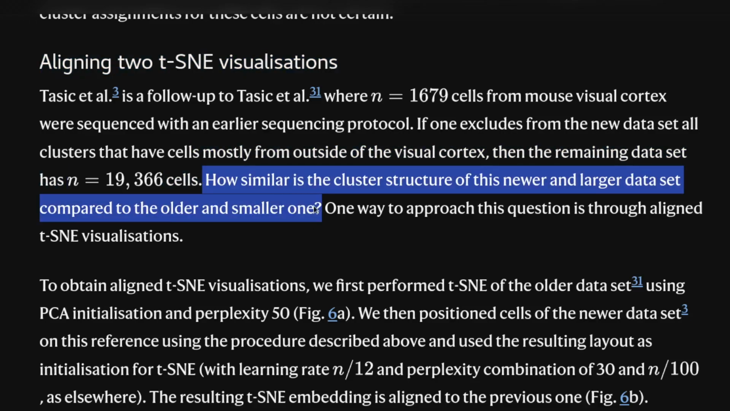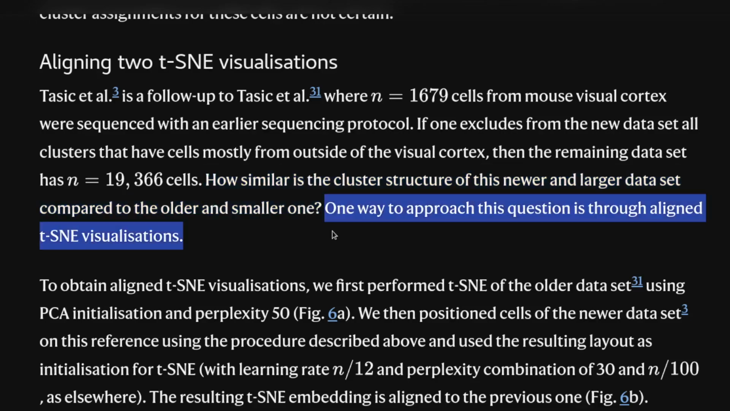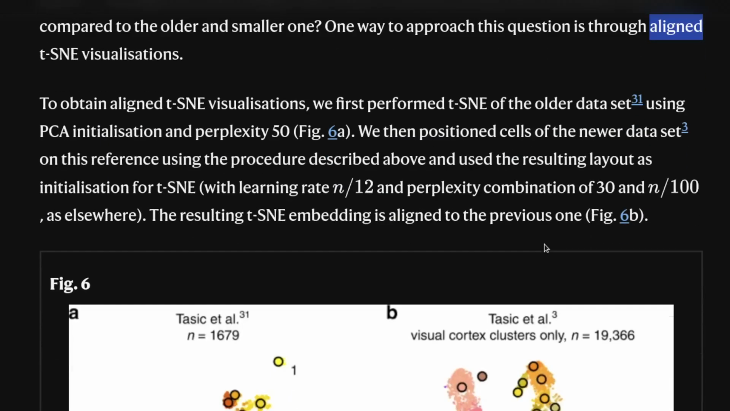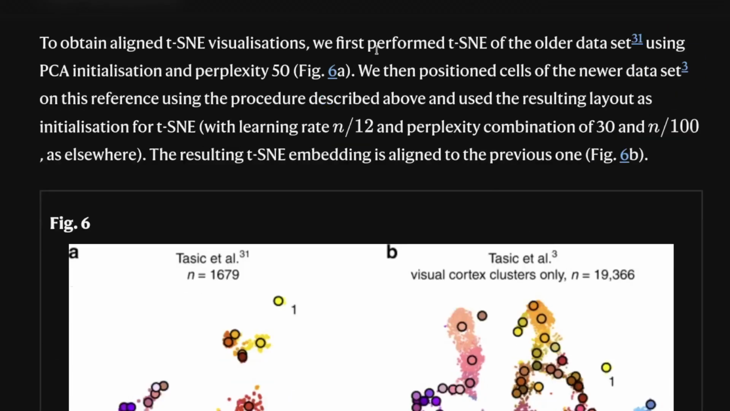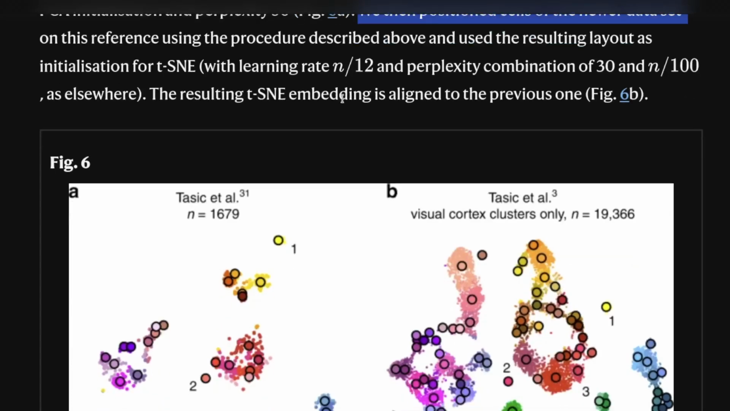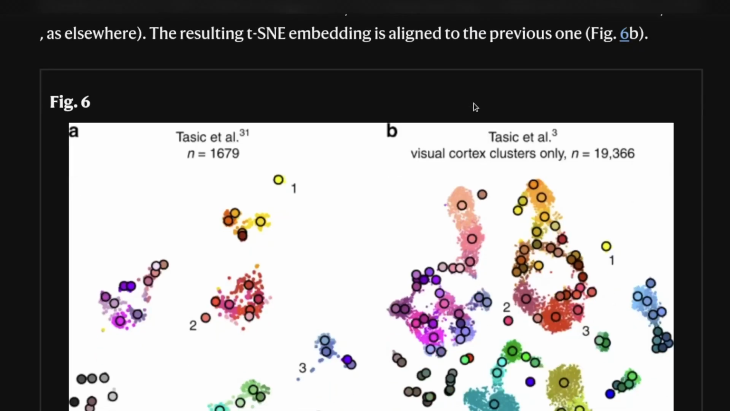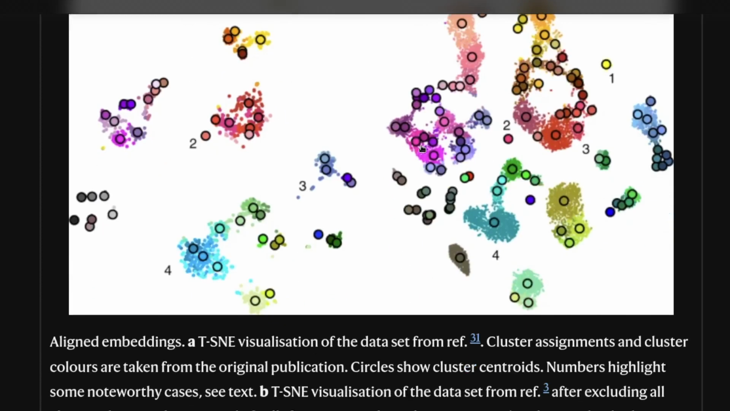One way to approach this question is through aligned t-SNE visualizations. To obtain aligned t-SNE visualizations, we first perform t-SNE of the older dataset 31 using PCA initialisation and perplexity 50, figure 6a. We then position cells of the newer dataset 3 on this reference using the procedure described above and use the resulting layout as initialization for t-SNE with learning rate and perplexity combination of 30 and, as elsewhere, the resulting t-SNE embedding is aligned to the previous one, figure 6b.